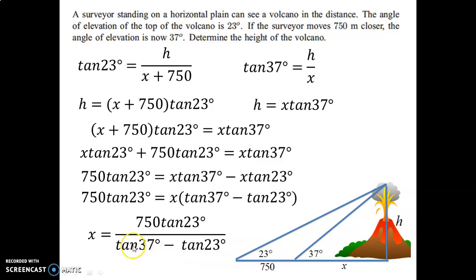and that can be punched in all in one step on your calculator to get a value for x. And that value is 967.4. So we just found out this distance. And once we have that value, we can put that in here, for example, and solve for h. So if I put that in there, I get h is this. So there's our final answer.